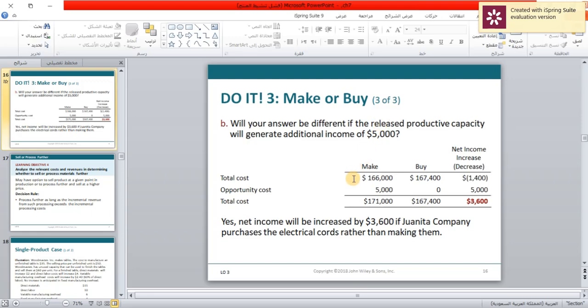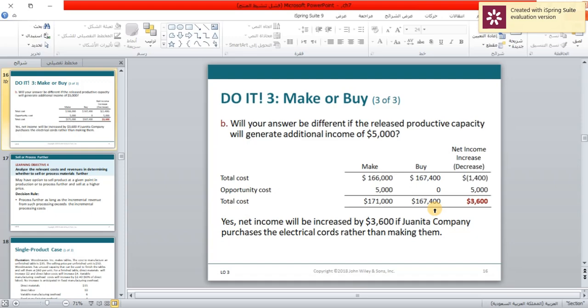We will continue the analysis from the previous case. Now we add opportunity cost. Opportunity cost: if we make, we lose 5,000. So we add the opportunity cost of 5,000 to the cost of make, and the new total cost for make is 171,000.